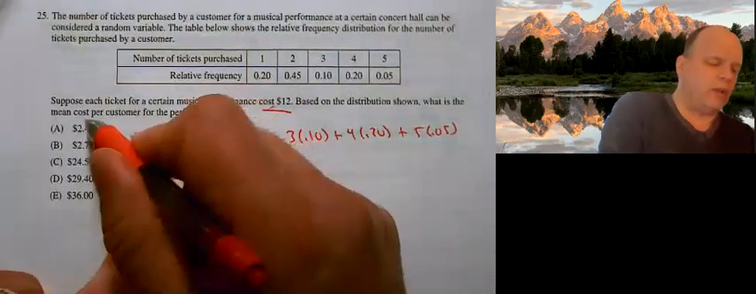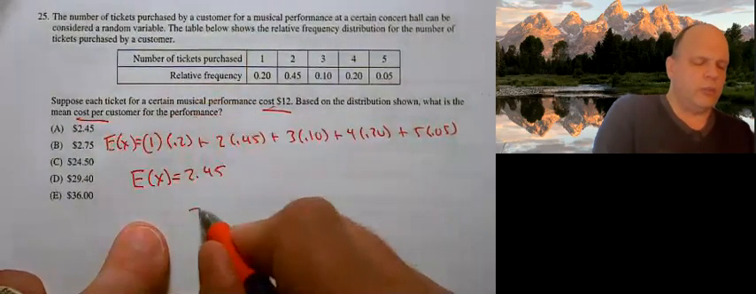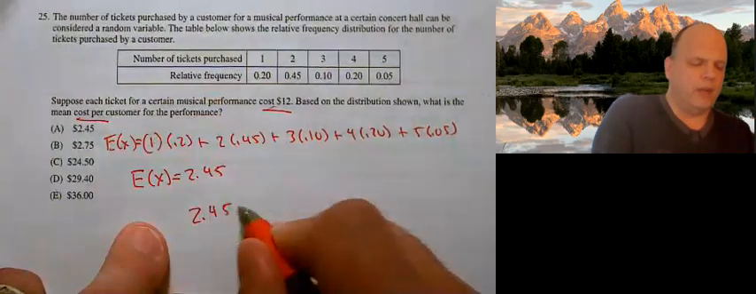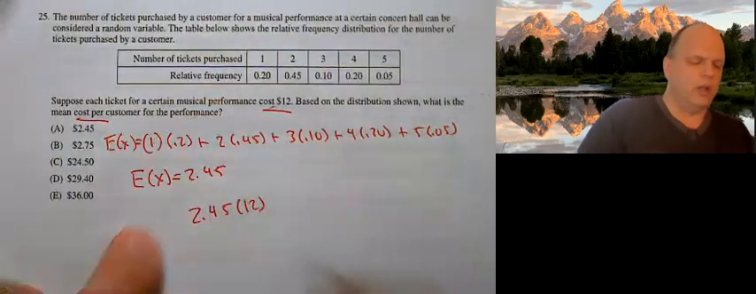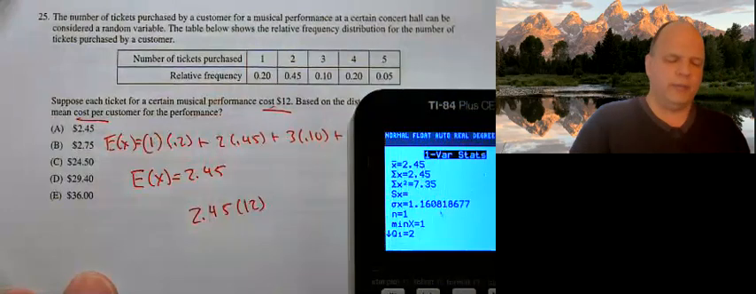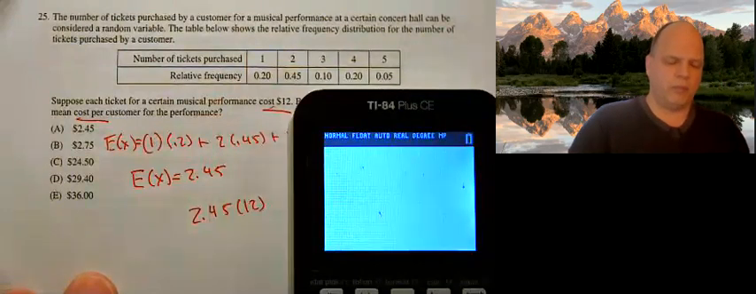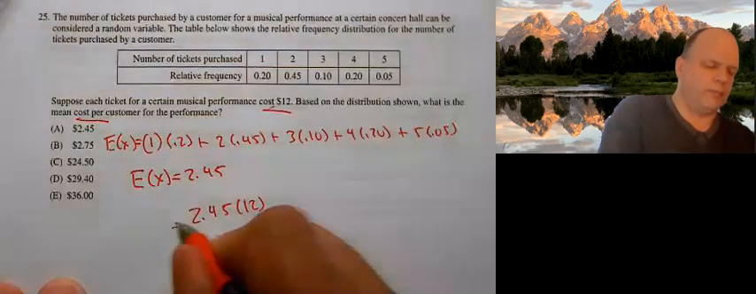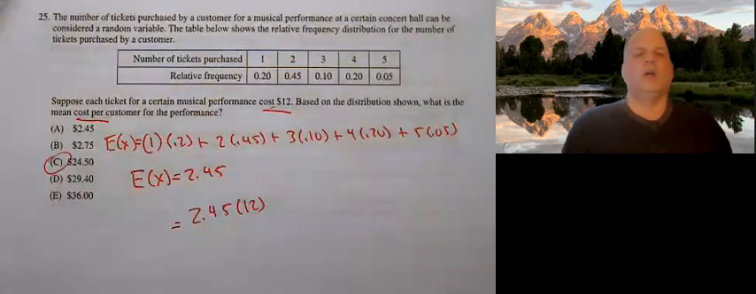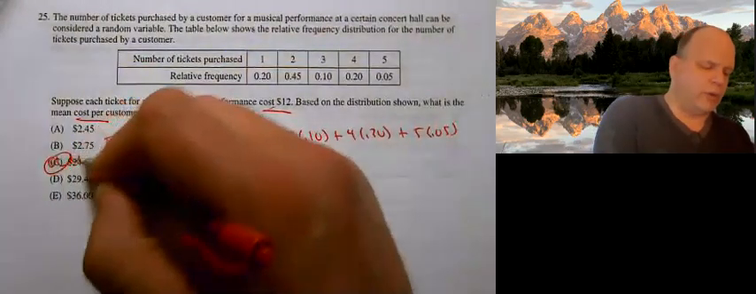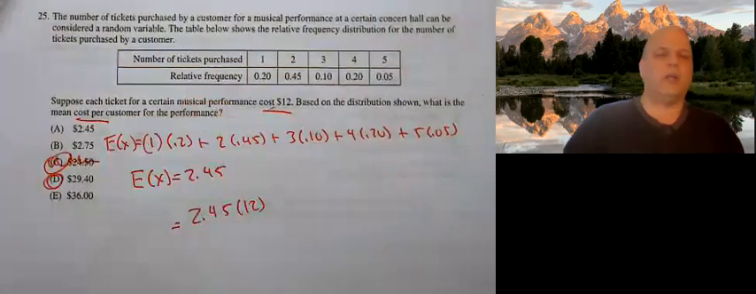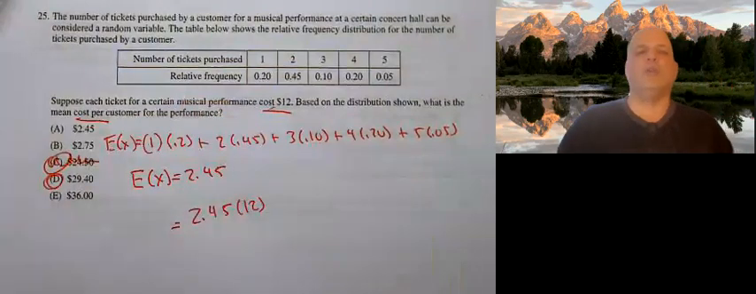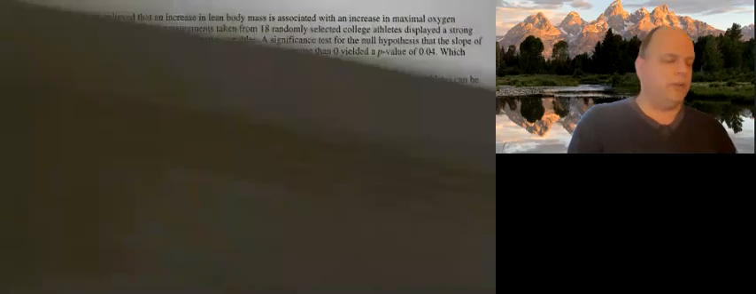But they didn't ask me how many tickets they expected me to buy. They asked what is the cost. So it's going to be 2.45 times the cost. And 2.45 times the 12 gives me $29.40. Oops, circled the wrong thing. $29.40, which is D. So number 25 is D. All right, moving on to 26.